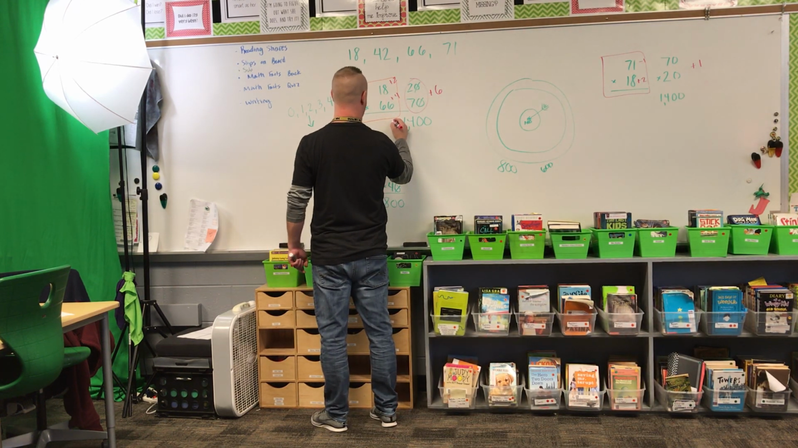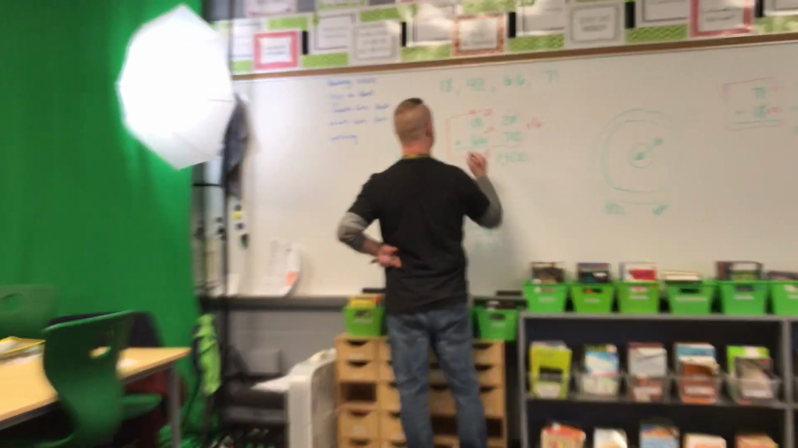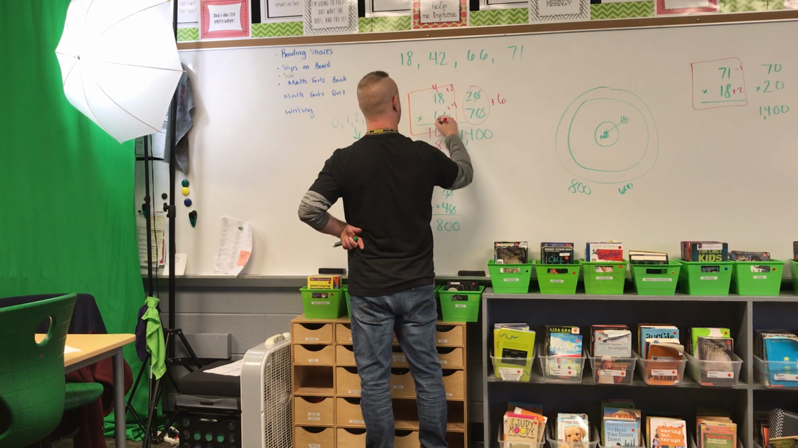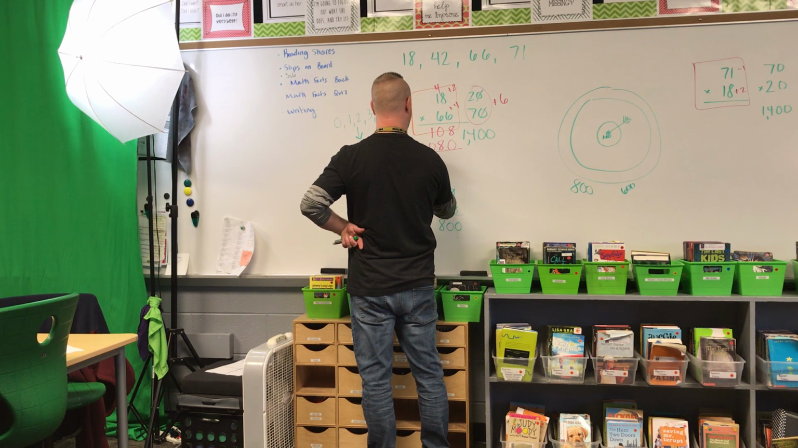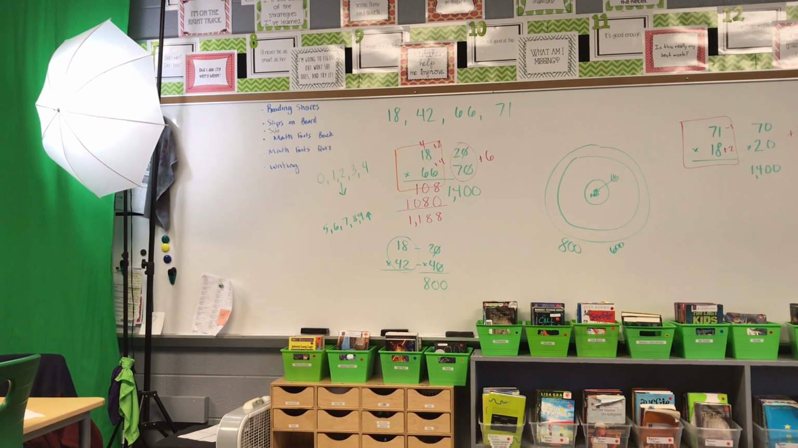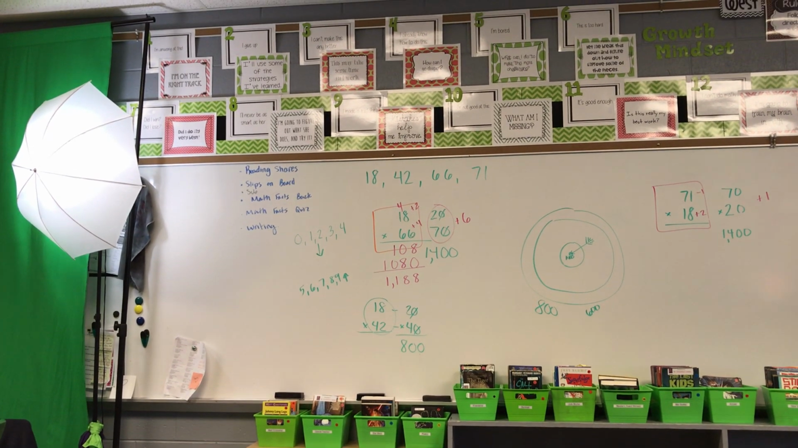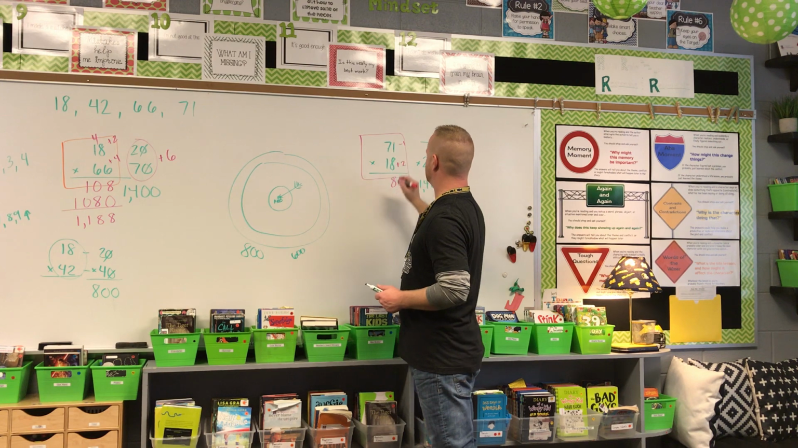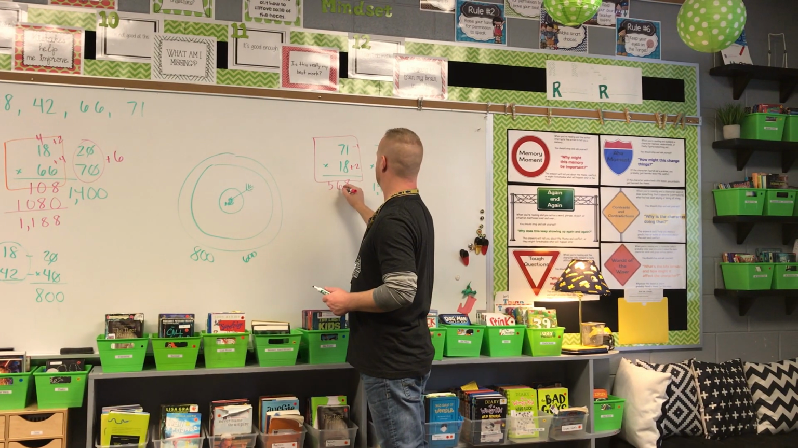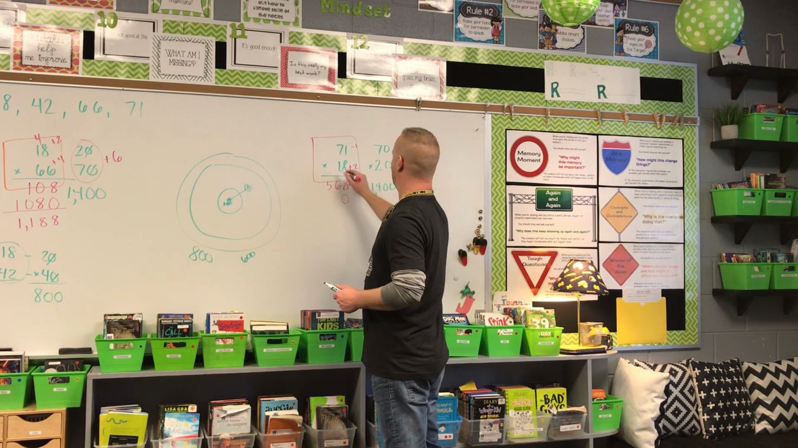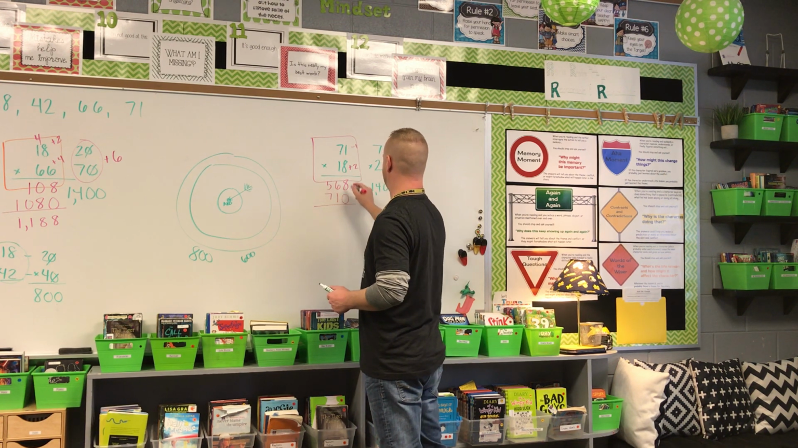So 6 times 8 is 48. 6 times 1 is 6 plus 4. 6 times 8 is 48 again. The actual answer for this factor is 1,188. Okay, so is that exactly 1,400? No. Let's try this one. 8 times 1 is 8. 8 times 7 is 56. And then 1 times 1 is 1. 1 times 7 is 7. I add those up.